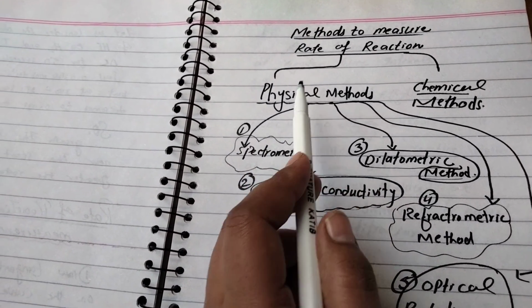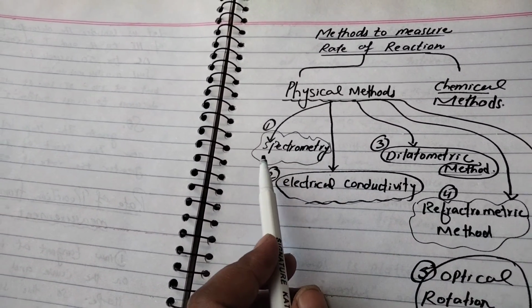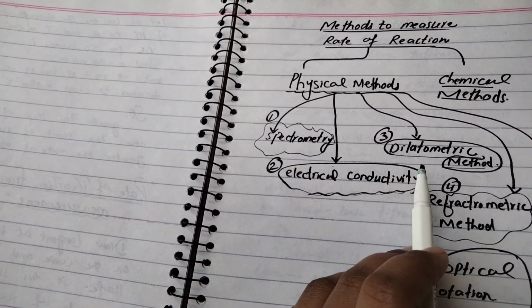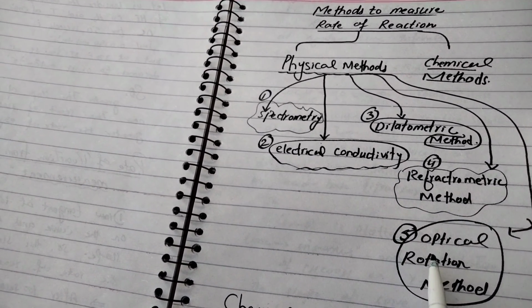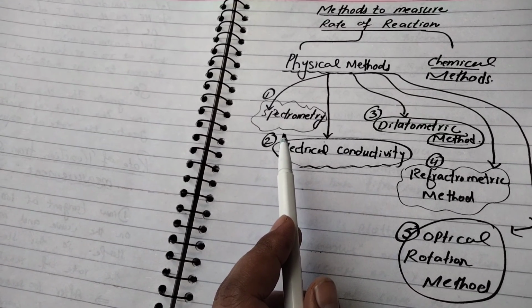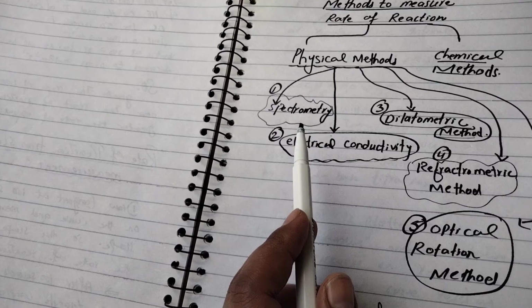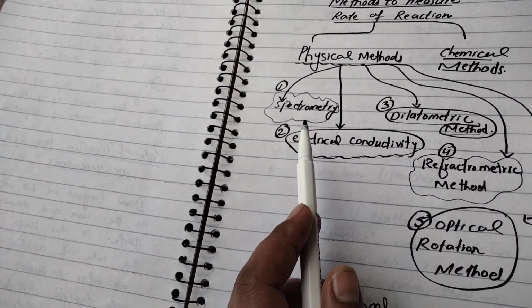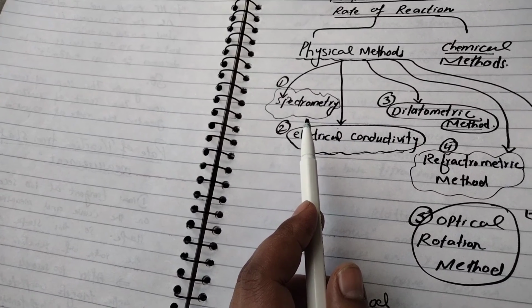Here we discuss some physical methods to measure the rate of reaction. Physical methods: spectroscopy, electrical conductivity, dielectric method and refractometric method, and last will be the optical rotation method. In spectroscopy, different spectroscopy methods are used: NMR spectroscopy and IR, UV, visible spectroscopy.